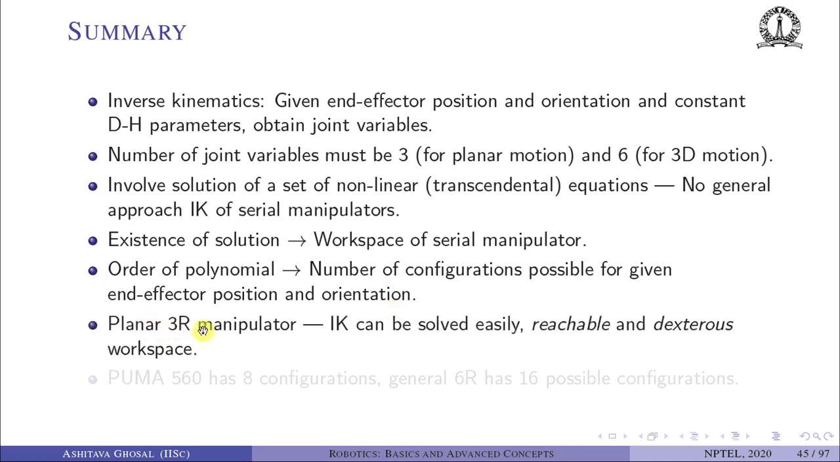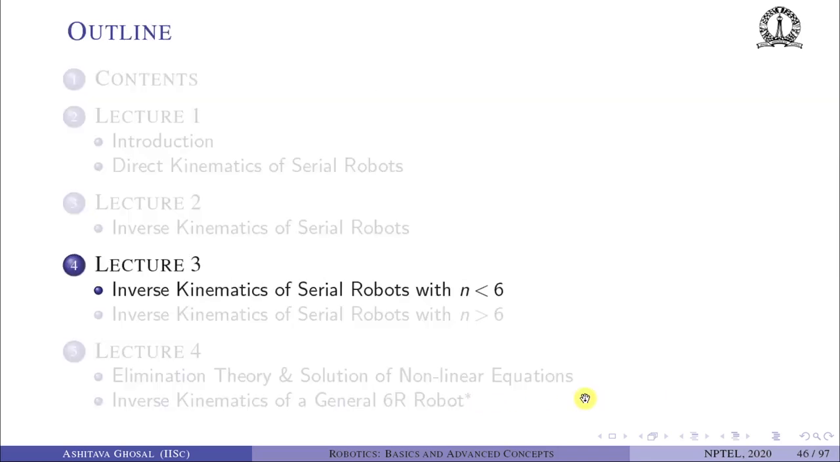In the case of planar 3R robot, the inverse kinematics could be easily solved. We could also give this notion of a reachable workspace and a dexterous workspace. So we could find what is the farthest the robot can reach and what is the region in the workspace where you could achieve arbitrary orientation. The Puma 560 has eight possible configurations, and we'll see later on in this week that the general 6 degree of freedom robot has 16 possible configurations.